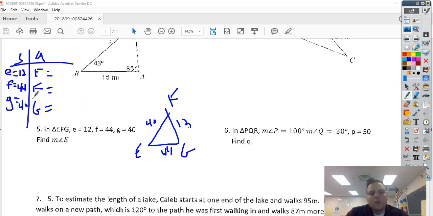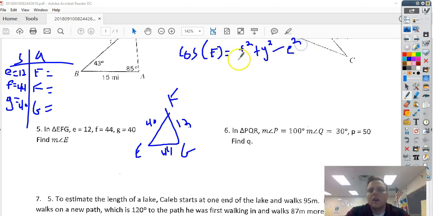If you're struggling to choose which formula, it says find the measurement of angle E. We don't have any pairs, so we have to use the law of cosines. Look at where E would be. It would be in the same place as A, right? So just approach this as ABC and use cosine of angle A to help you out. Cosine of angle E is equal to F squared plus G squared minus E squared, all divided by 2FG rather than 2BC.